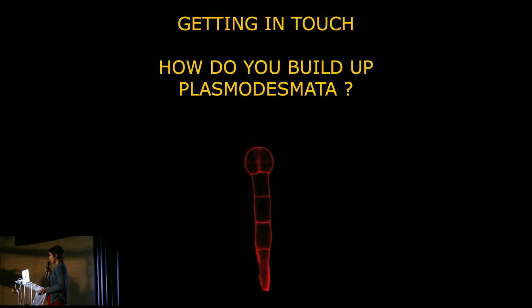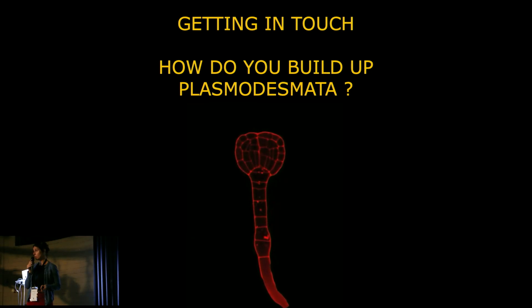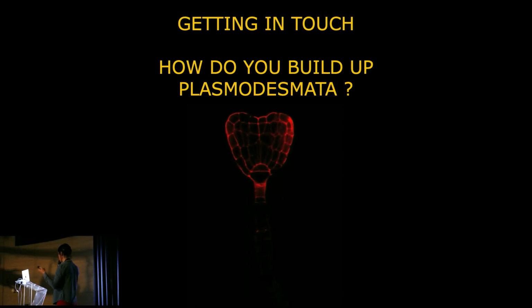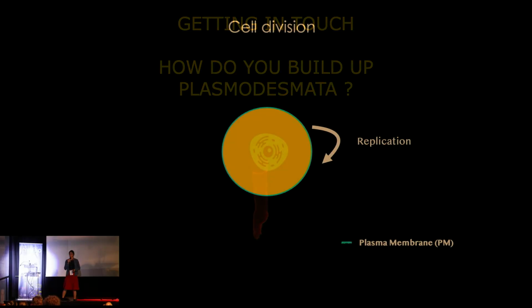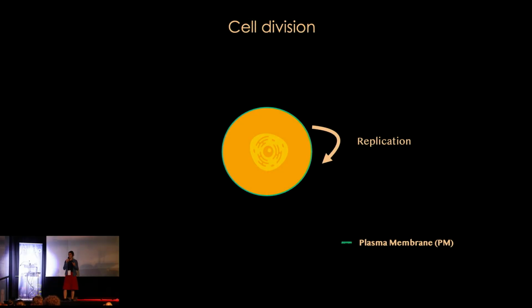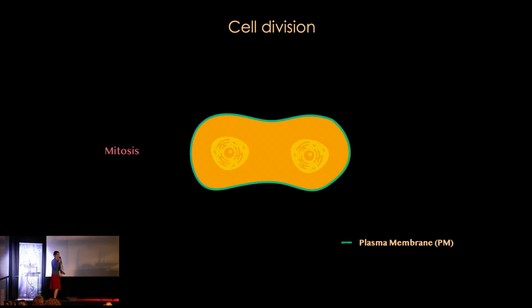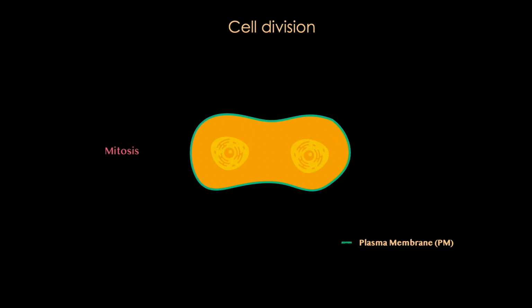And then we wondered, how do those structures actually form, how are they inserted within the wall between cells? And from old electron microscopy studies, we knew that a population of them were actually inserting during cell division. So if you take the textbook model of cell division, it goes as follows. First, you have replication, and then you have mitosis, where the genome is split between the daughter cells.